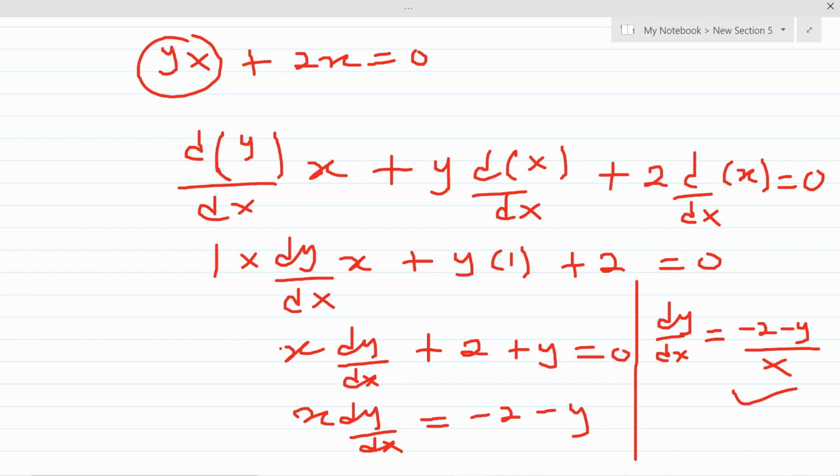So thank you, and this is how you solve differentiation through implicit.